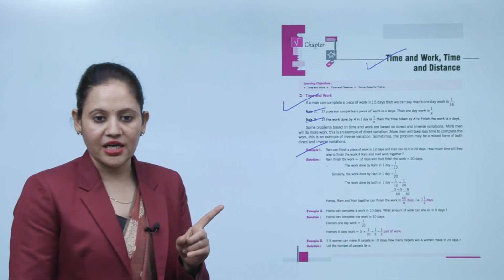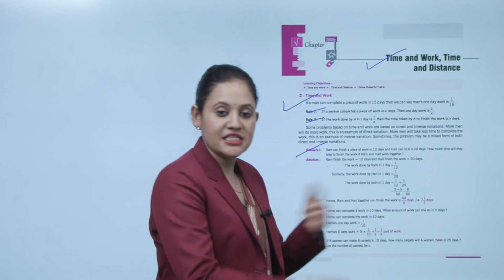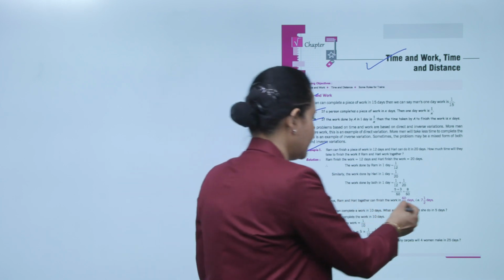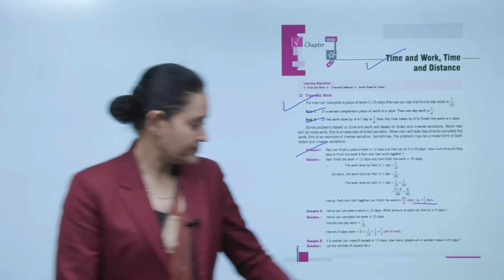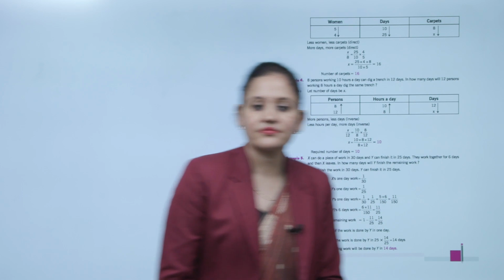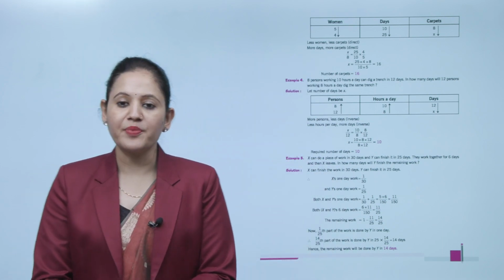This is one day's work. Hence, Ram and Hari together finish the work in 60 upon 8 days, that is equal to 7 1 by 2 days. Clear? Some more examples are given here. You have to practice them.